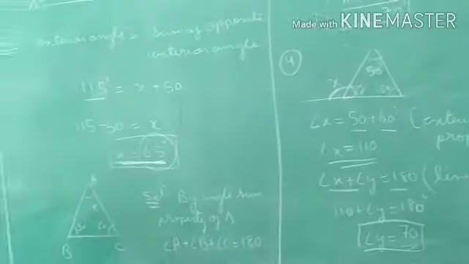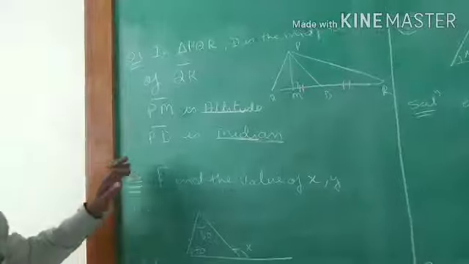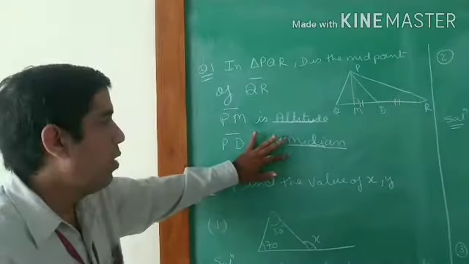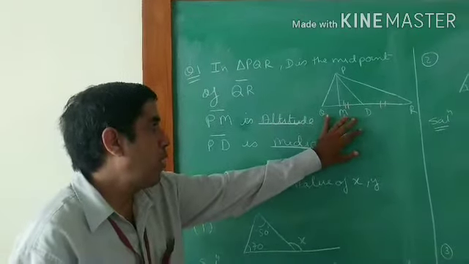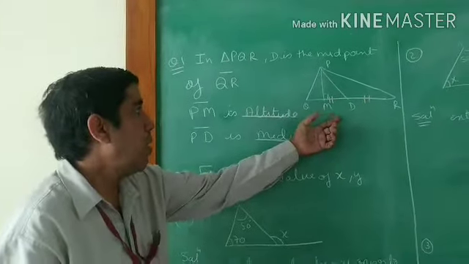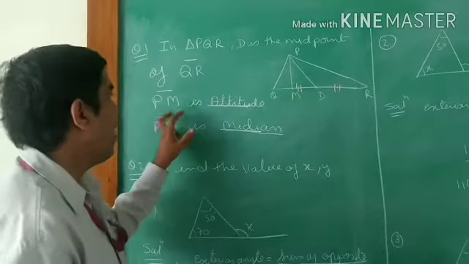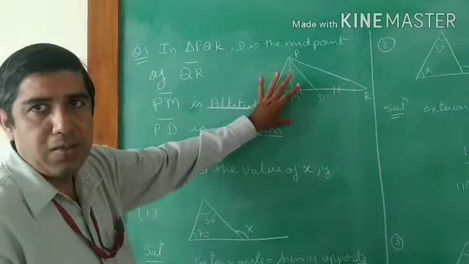Let me discuss these questions once again with you. Here I am finding the altitude and median. This is the base of the definition. A median divides the side into equal parts. So QD, you can see here, PD is a median. It is dividing the side into equal parts, and PM is an altitude. So it is easy to understand.